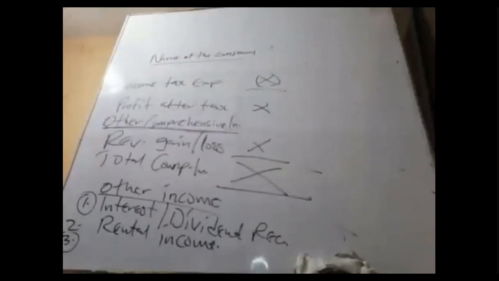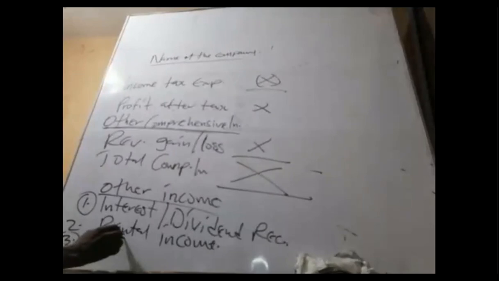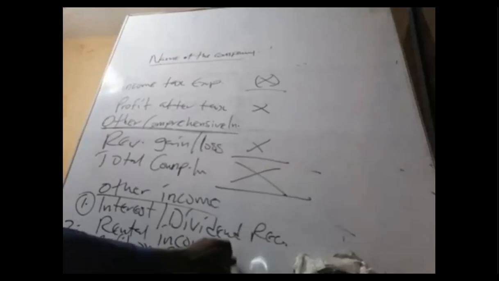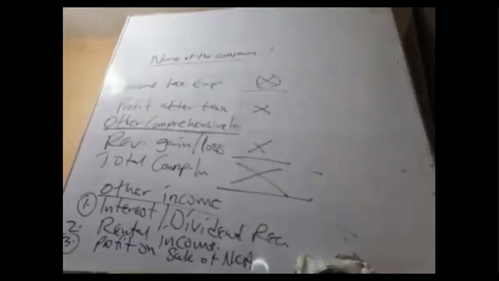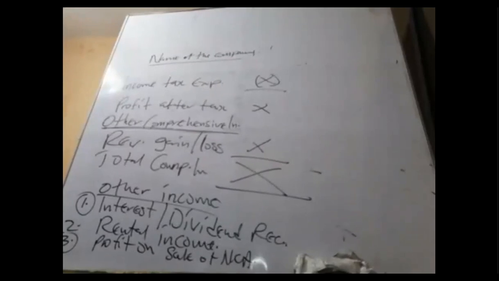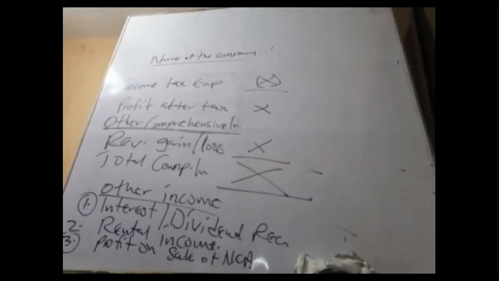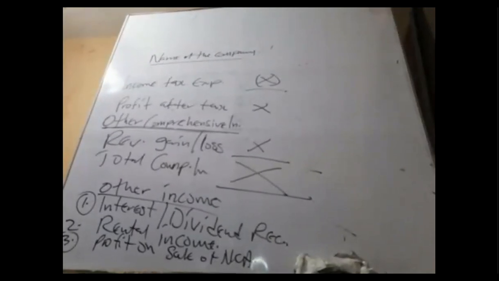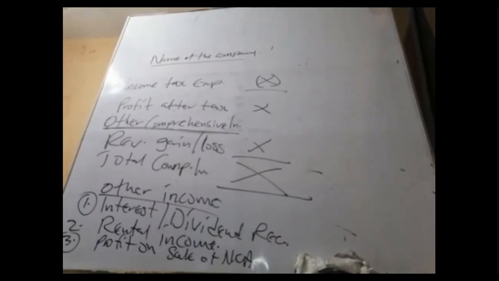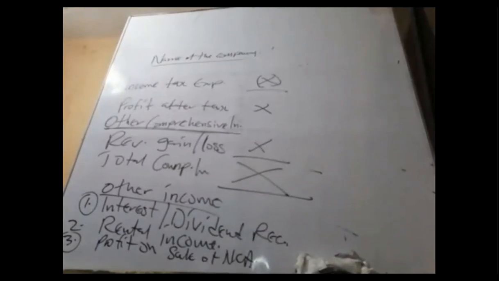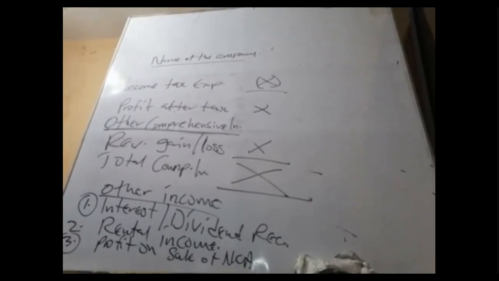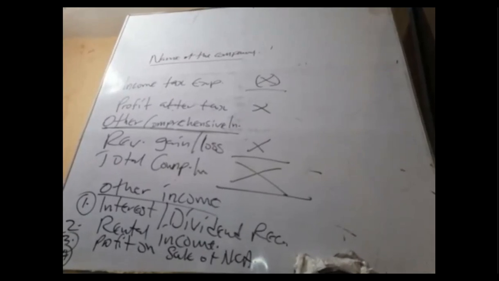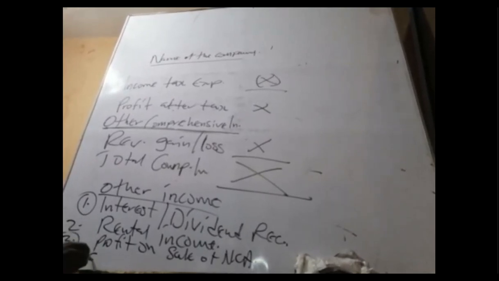Number three, profit on sale of non-current assets. Anytime you sell any of your non-current assets, the profit that you get on it, you classify it as other income. Okay. Then finally, we can talk about grants.